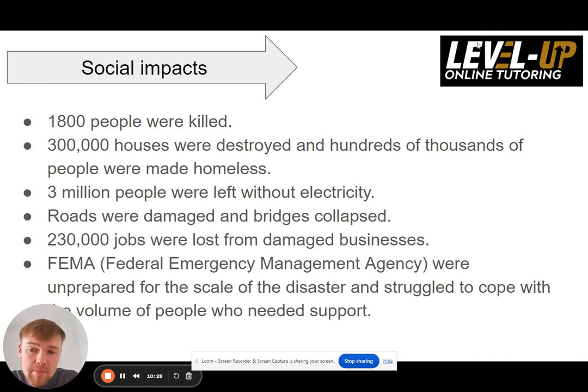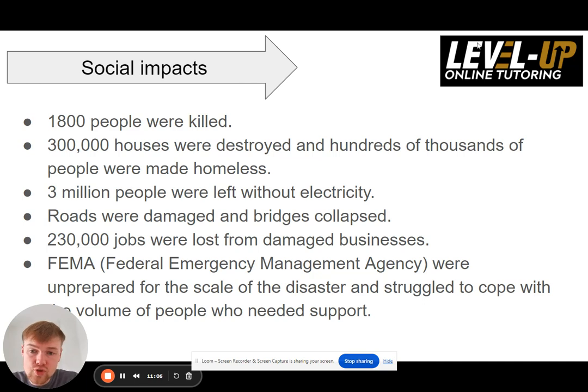3 million people left without electricity. Again, that can impact mental health for a start. That can impact hospitals, schools, all that sort of infrastructure. Also getting out messages to emergency services and local authorities as well. Roads were damaged and bridges collapsed. Again, communities, areas, vulnerable people potentially becoming cut off, unable to get from one place to another. It can impact emergency services because rescue efforts are significantly delayed. Very, very problematic in terms of that.